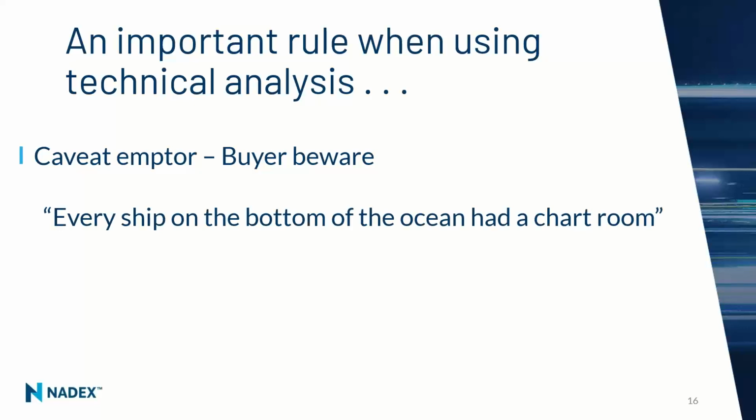All right. And the reason I say that is think about every ship on the bottom of the ocean. Think about the Titanic. The Titanic had a chart room. A lot of good it did it. It sank to the bottom. So every ship on the bottom of the ocean had a chart room. And the reason I say that is charts are not 100% accurate.